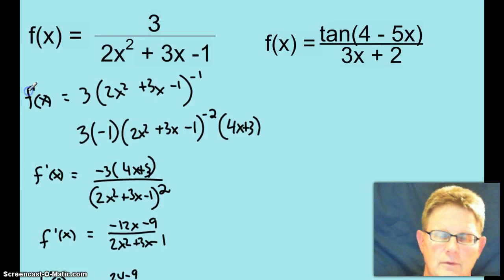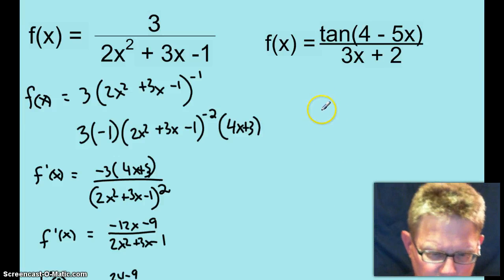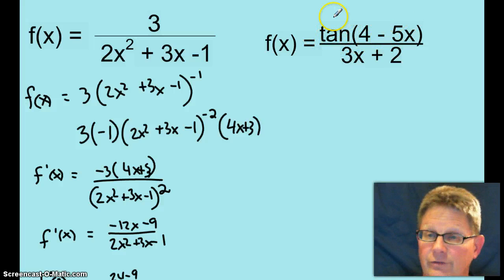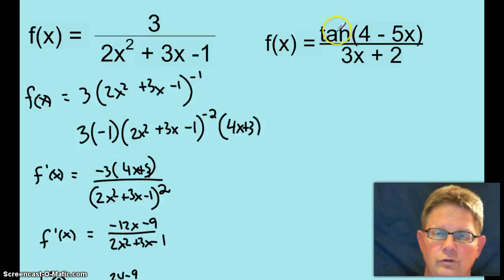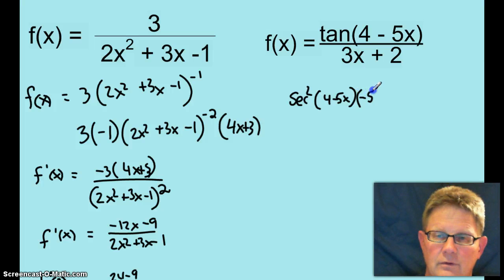Alright, let's try this one. Okay, we'll do the quotient rule on this one. So we have to take the derivative of the numerator. First we'll use the chain rule and find the derivative of tangent: secant squared of 4 minus 5x times the derivative inside, negative 5. Okay, that's the derivative of the numerator times the denominator.